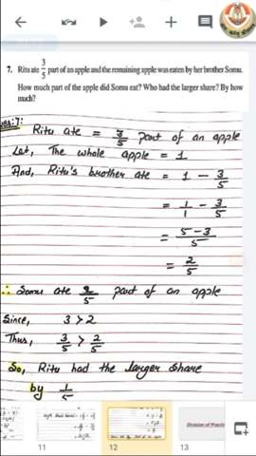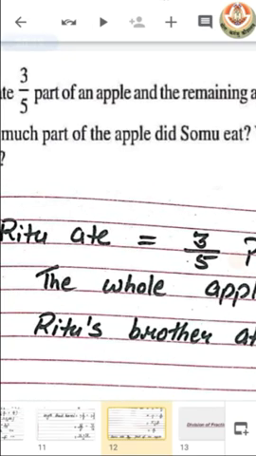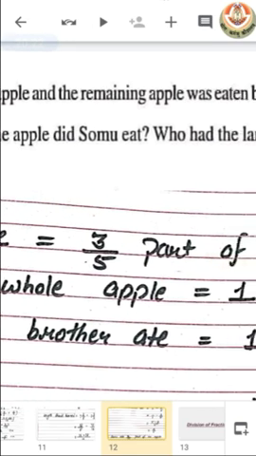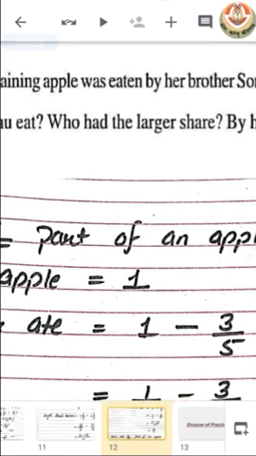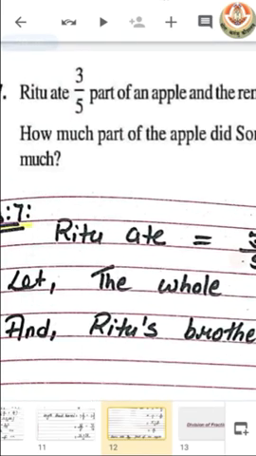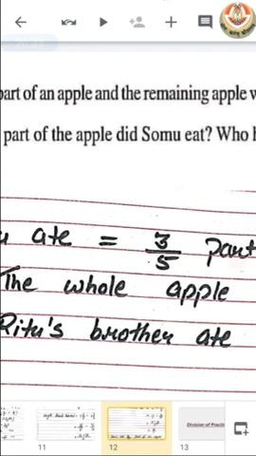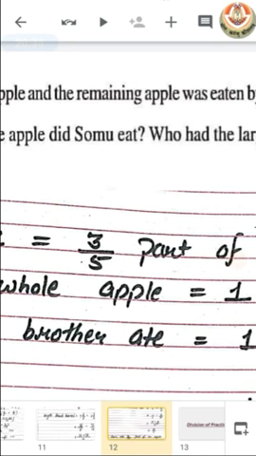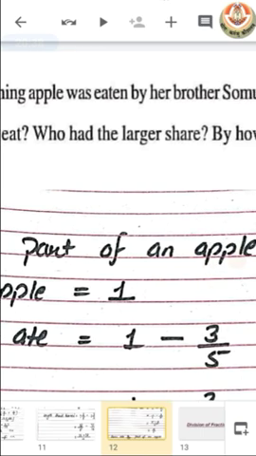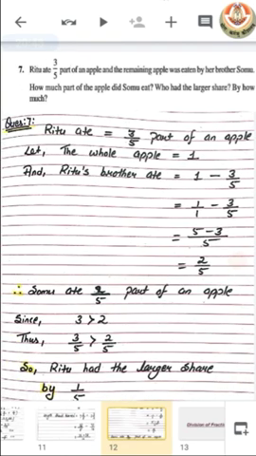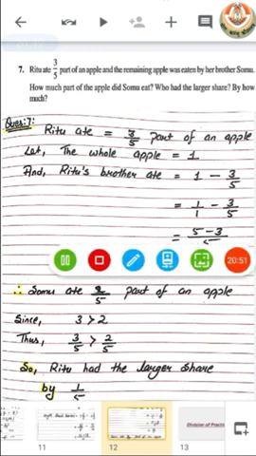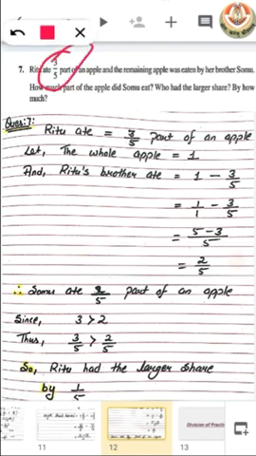Question number 7 is: Ritu ate 3 by 5 part of an apple and the remaining apple was eaten by her brother Somu. The question is, how much part of the apple did Somu eat, who had the larger share, and by how much? So to know how much Somu ate, we have to subtract the part which Ritu ate from the whole.